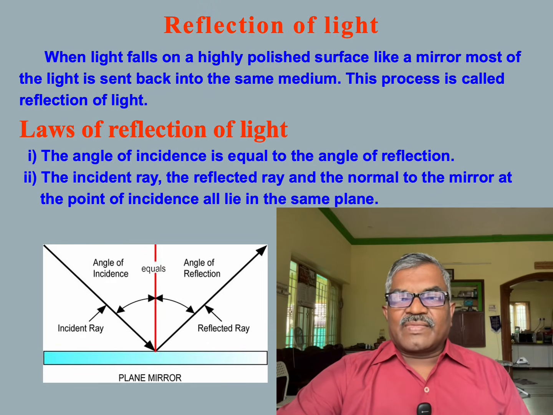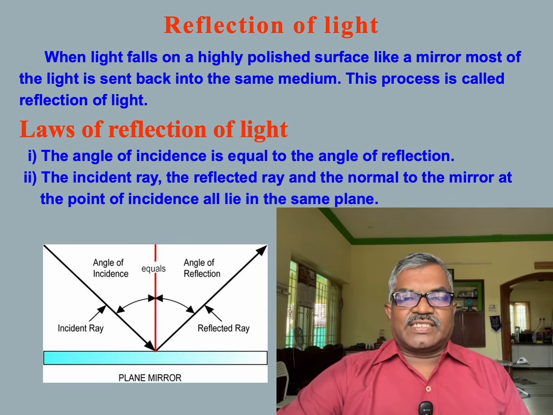Reflection of light. When light falls on a reflecting surface such as a mirror, it is sent back into the same medium. This phenomenon is called reflection of light.